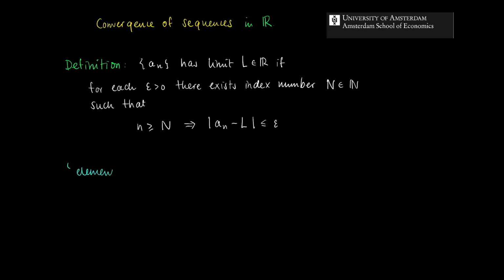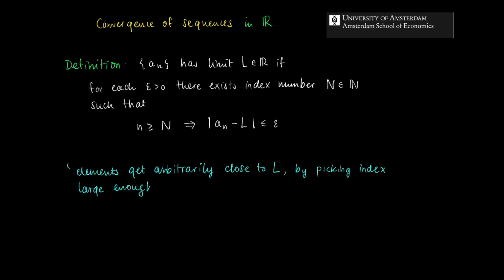So in that sense, I will call L the limit of the sequence a_n. So in other words, the elements get arbitrarily close to L by picking the index numbers large enough. And in that sense, if there is such a number L to which the a_n converge, we will denote it as L is the limit. We write it as such, L is the limit for n to infinity of a_n.